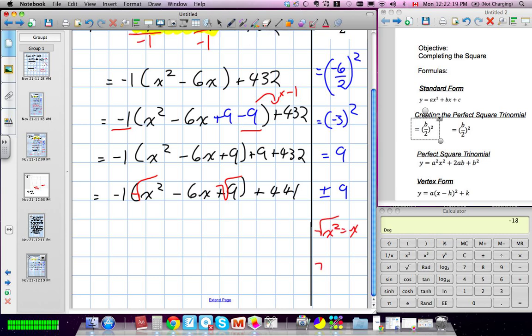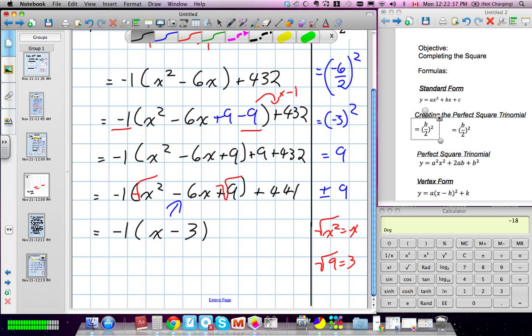So in our vertex form, which we should now be in, is negative 1. We put x and 3 as our terms. Now, because the term is a negative in front of our 6x, we bring a negative down. We square it, and we add 441. We're now in vertex form.